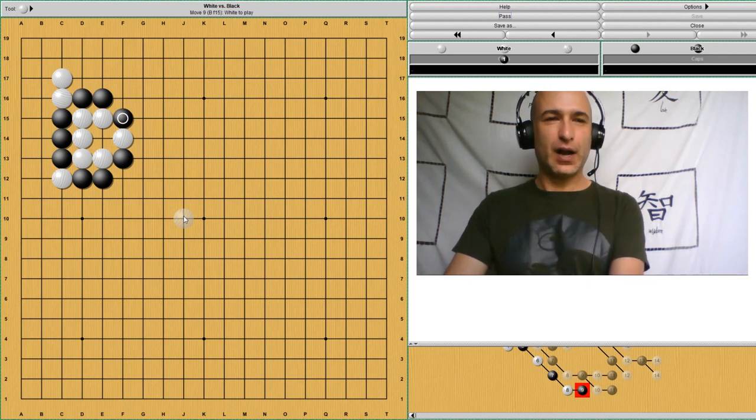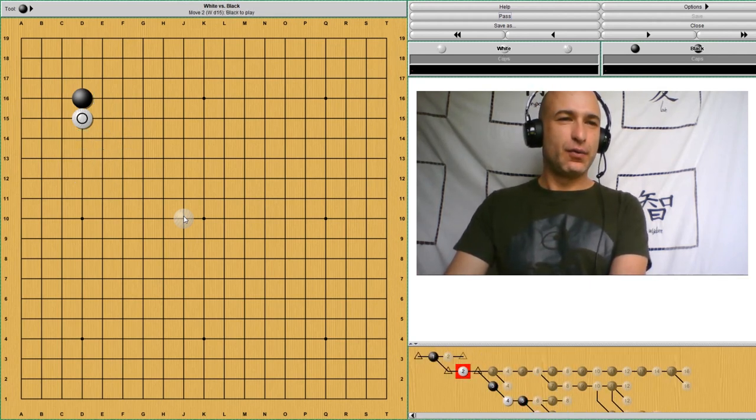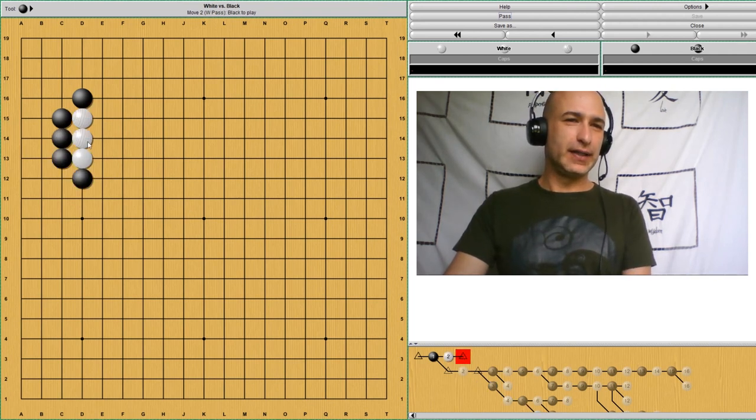So how do you spot it? Well, very easy. When you are starting to play and you see that your opponent has a row of three stones, and you get to hane on both sides, the crane's nest is about to appear.